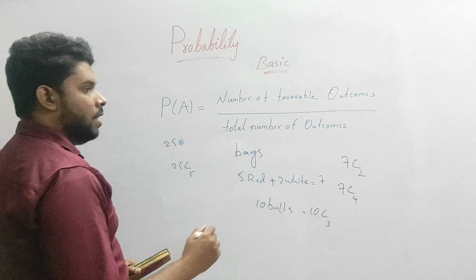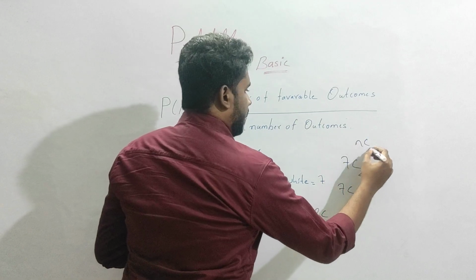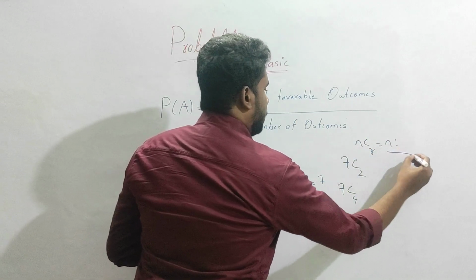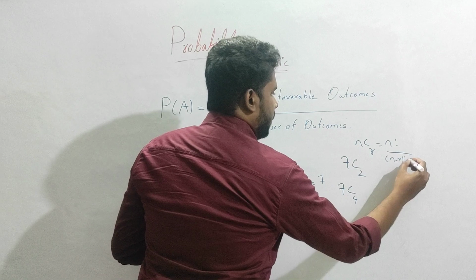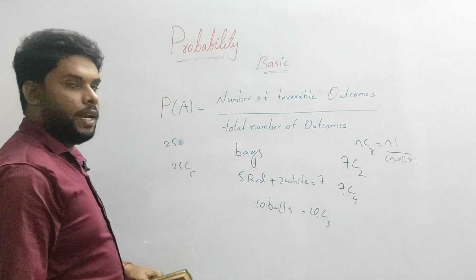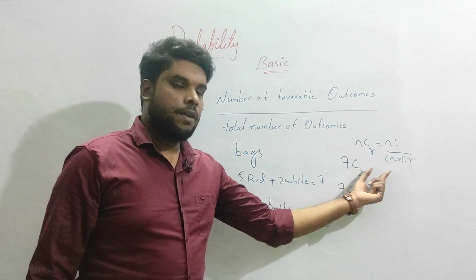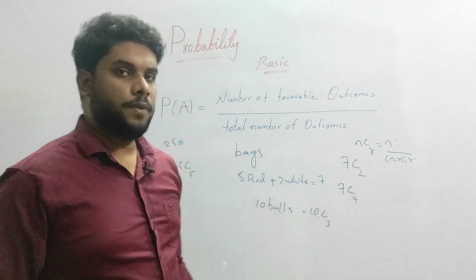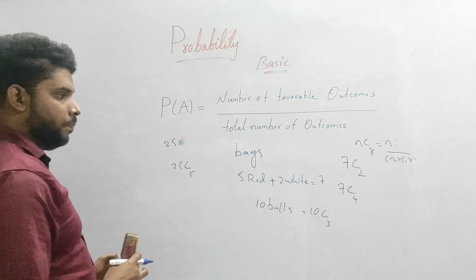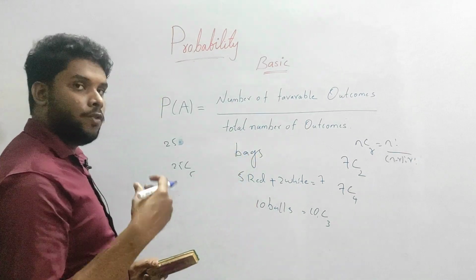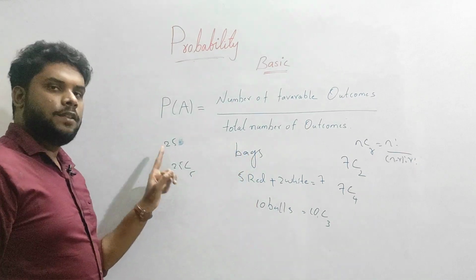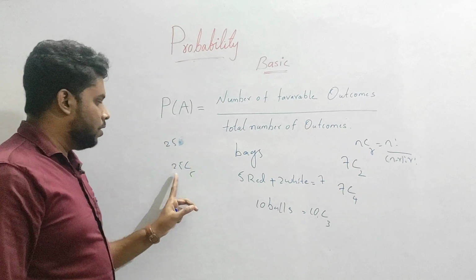There is a formula, that is nCr. nCr is equal to n factorial divided by (n minus r) factorial times r factorial. This represents n, this represents r. By using this formula we are going to find the answer. In our upcoming videos we are going to solve these. So this is the basics about bags. Remember one thing, how you select: 25 students are there, from 25 we are selecting 5, which you write as 25C5.